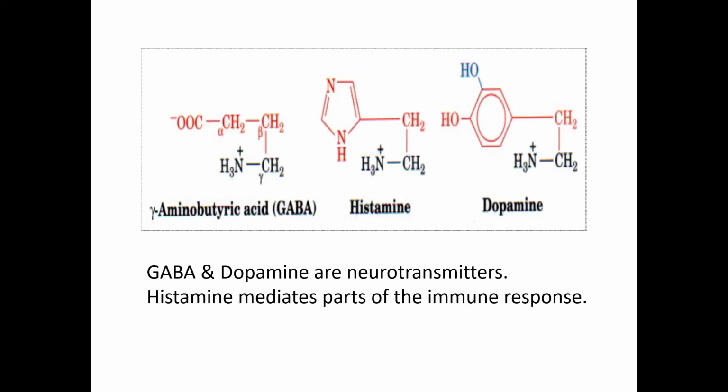So we have gamma aminobutyric acid, which is a neurotransmitter, histamine also, and also dopamine. We have GABA, gamma aminobutyric acid, and dopamine as neurotransmitters, while histamine is part of the immune response.